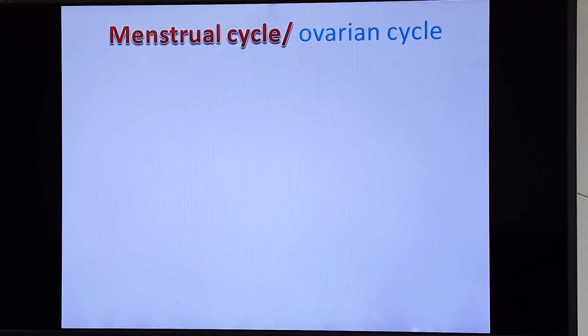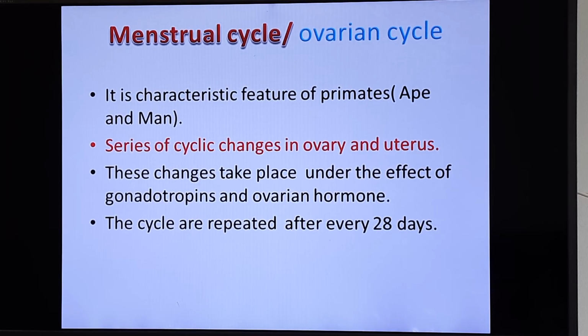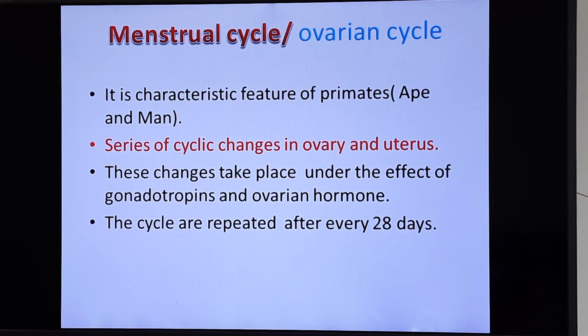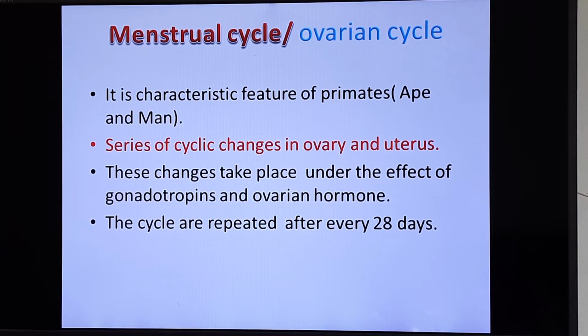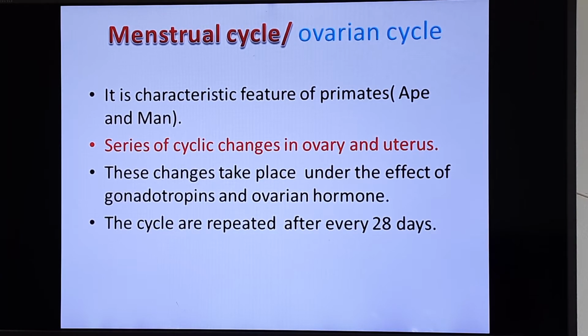Today I am delivering a lecture on the menstrual cycle or ovarian cycle. This menstrual cycle or ovarian cycle is sometimes called the uterine cycle or reproductive cycle. This menstrual cycle is a characteristic feature of primates including man. The menstrual cycle means a series of cyclic changes occurring in the ovary and uterus under the effect of gonadotropins and ovarian hormones.